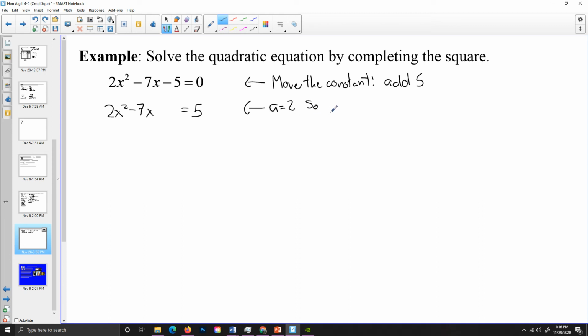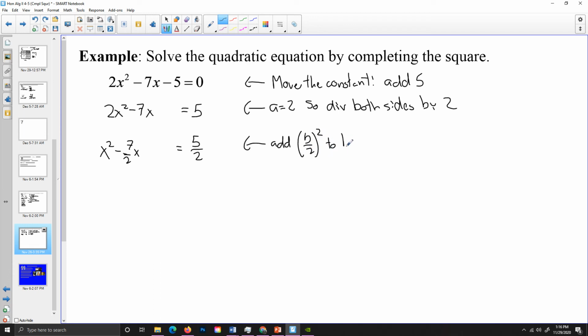So, divide both sides by 2. And we're going to get some fractions, and I know that's okay. So if I divide both sides by 2, I'll have x squared minus 7 over 2 x equals 5 over 2. And so in this case, now we have to add b over 2 quantity squared to both sides.